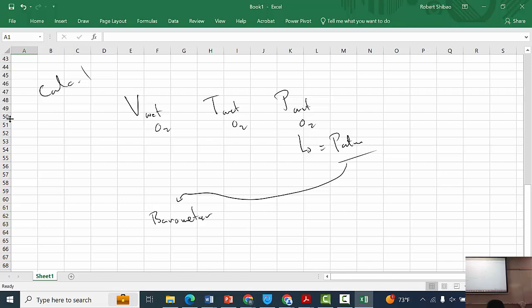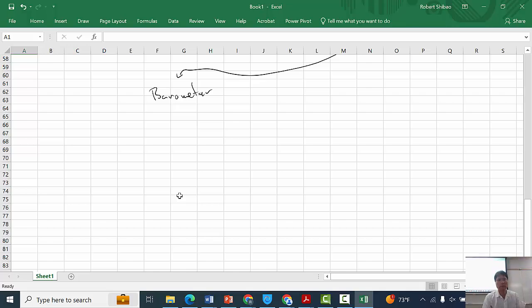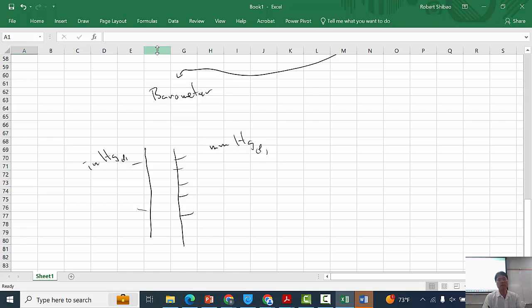I think our barometer is broken over there. But let me just show you. The barometer is going to have a glass tube in the center filled with mercury. And then on here, we're going to have the millimeters of mercury. And over here, we're going to have the inches of mercury. And so we're going to read the right-hand scale.